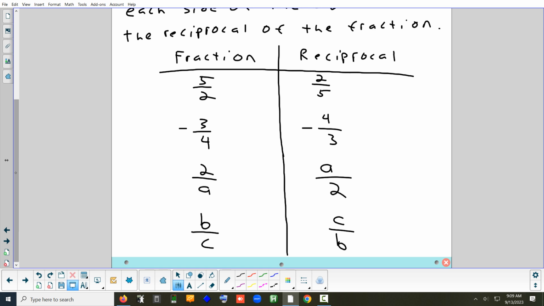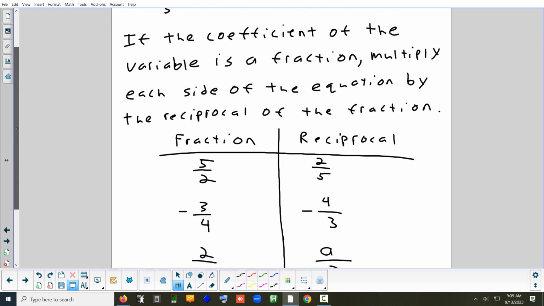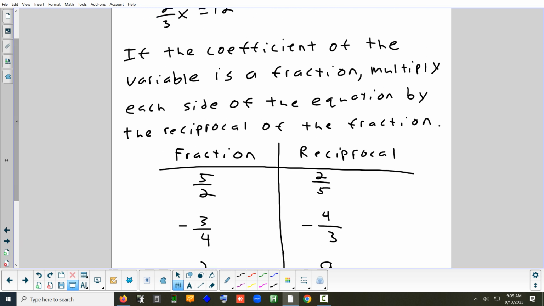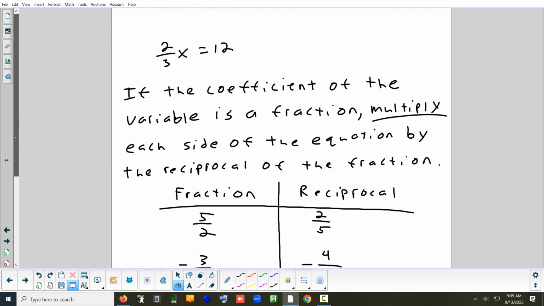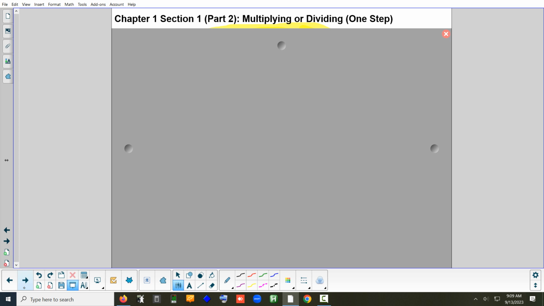So that's what a reciprocal is, but then we have to use it to do something. We're going to use it to multiply both sides of the equation when we solve it. Now, usually when there's a number in front of a letter, we use division. But when there's a fraction, we have to do it this way. Well, we don't have to, but it makes it easier. Okay. So let's try.